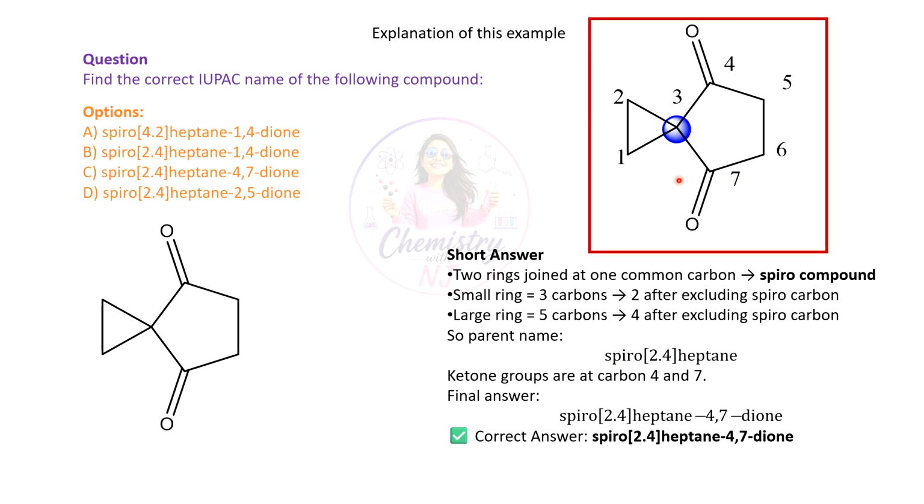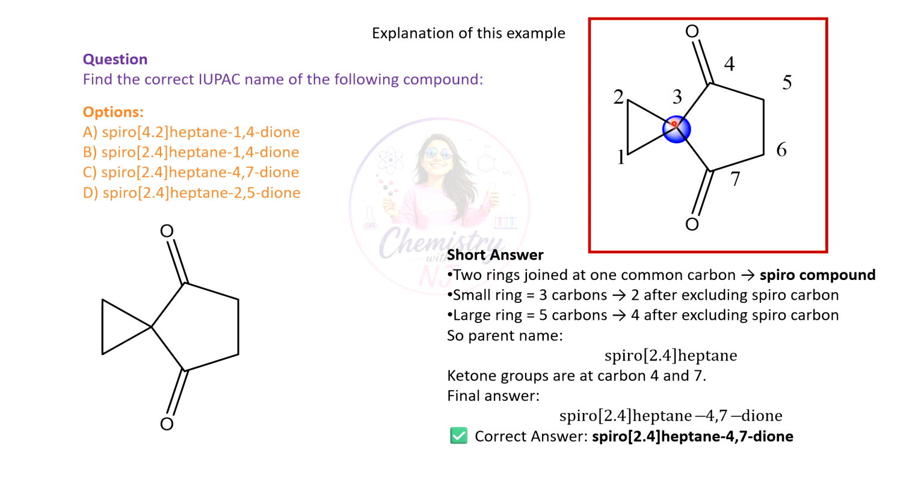The total carbon here is seven, and for seven the root word is heptane. So this is spiro[2.4]heptane. Now we do the numbering to give the lowest position, because two ketone groups are there. So we number to give the lowest positions to the ketone groups.